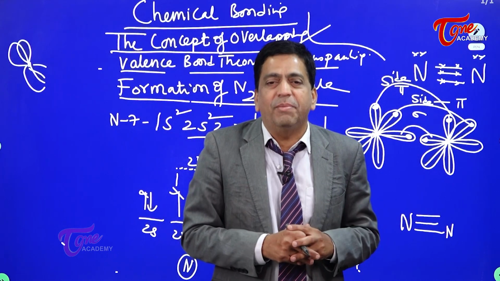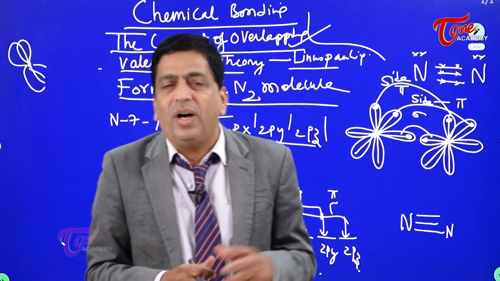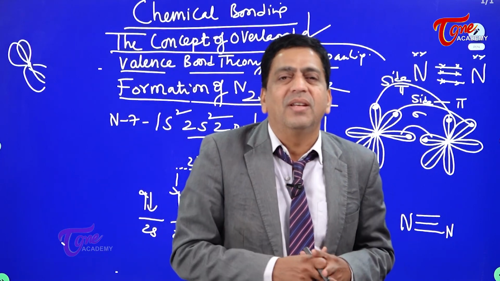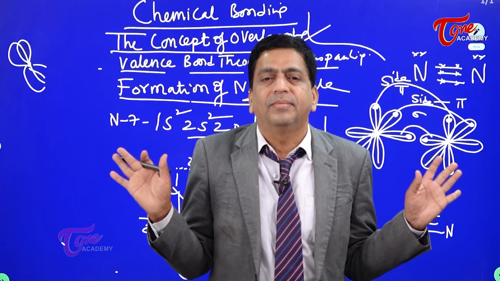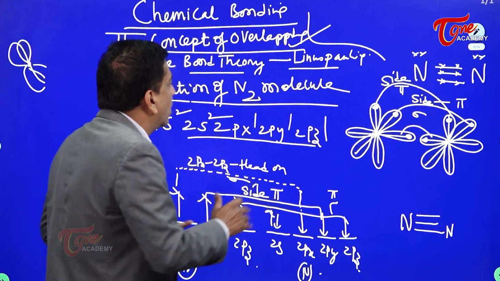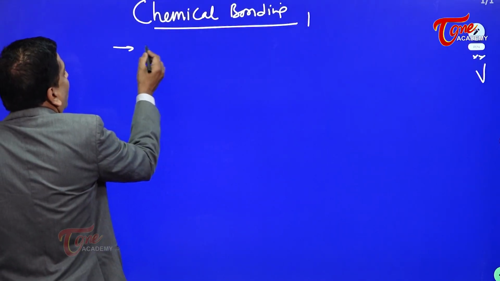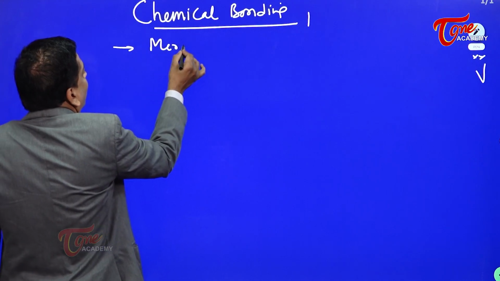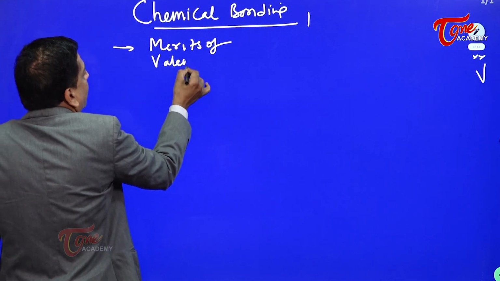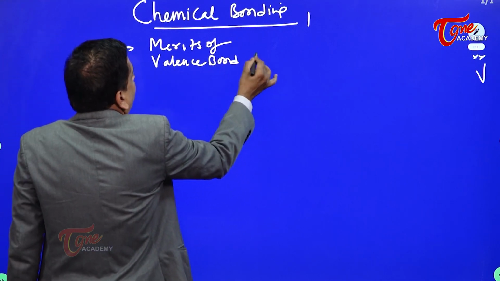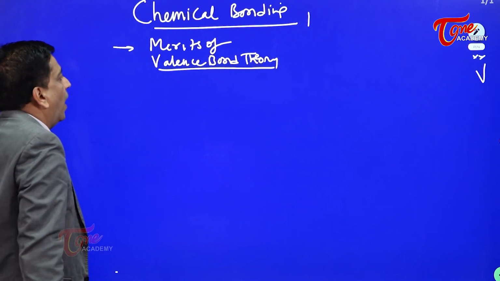And what are these serious demerits? First of all, let us consider them one by one and understand why this fellow's theory is only limited and will not cover the entire molecules in chemistry. Now what are the merits? First of all, look into this. Let us explain this fellow's theory. Merits of valence bond theory.